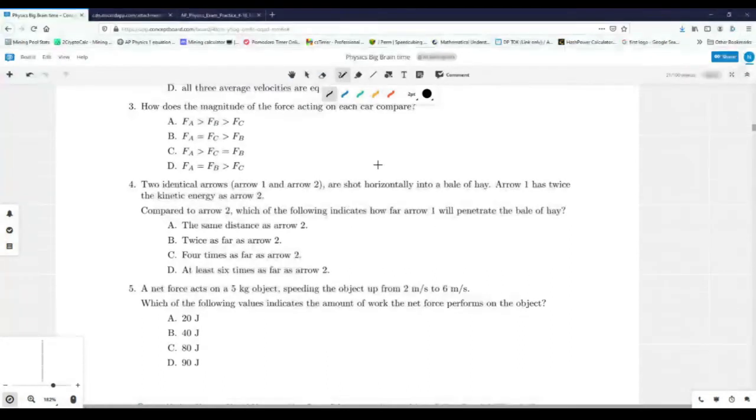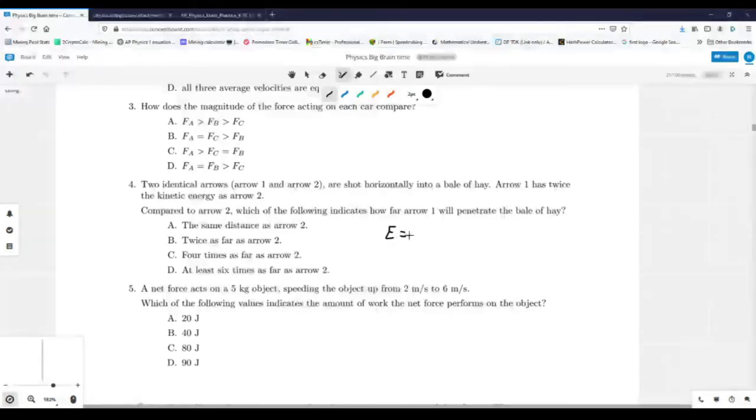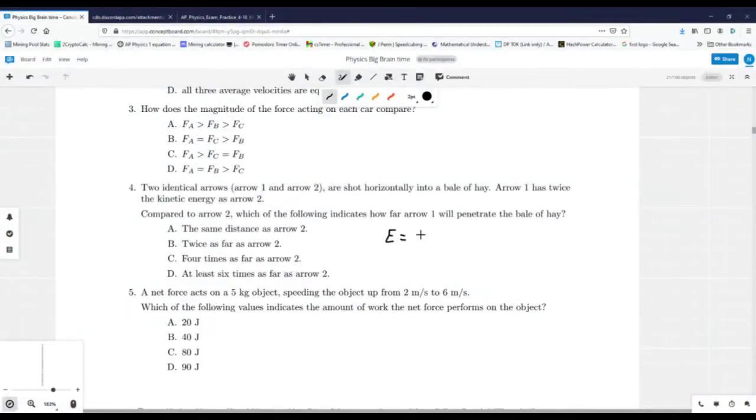And the force of friction is going to be constant because the only thing that force of friction depends on is the normal force. And they're identical arrows, so they're going to have the same mass and everything else. So it doesn't matter that they're shot at different speeds because the normal force is going to be the same. So if we have some kinetic energy and we have some friction force, what is the equation that we can relate force and the penetration distance to energy?